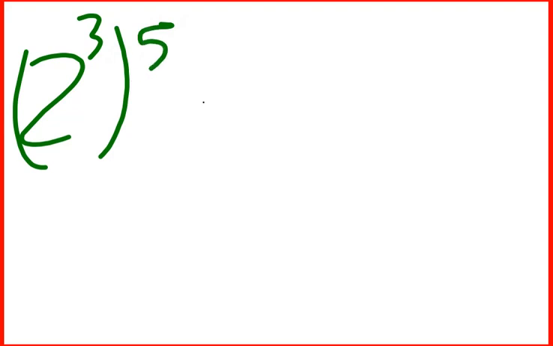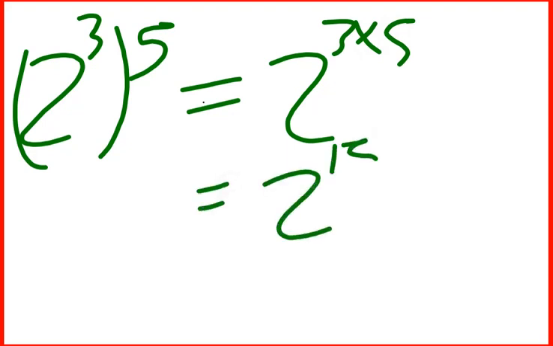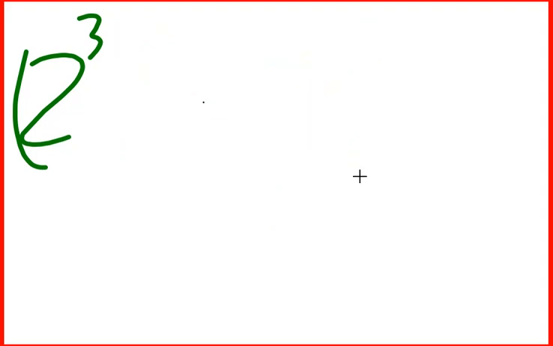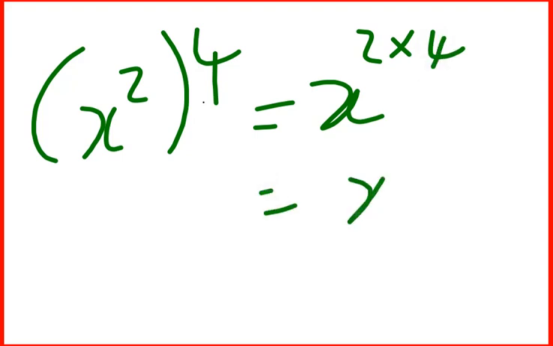So our first one is 2 to the power of 3 in brackets and to the power of 5. And if you simplify it, that's 3 times 5, which is 2 to the power of 15. Let's have a look at the second example, which is x squared to the power of 4. And if you simplify it, that's x to the power of 2 times 4, which is 8, so x to the power of 8.